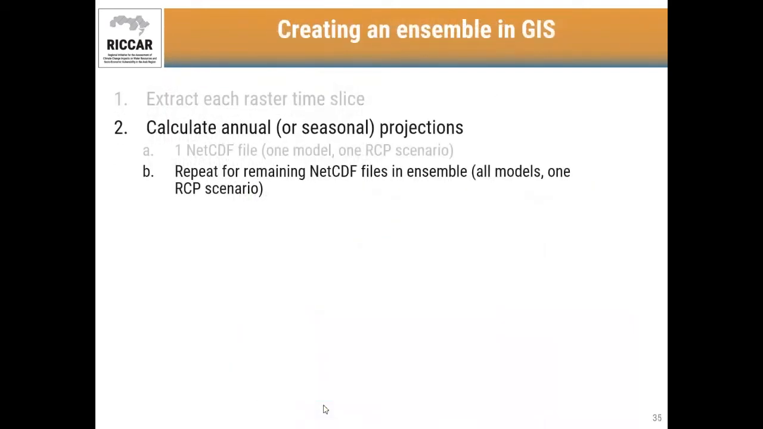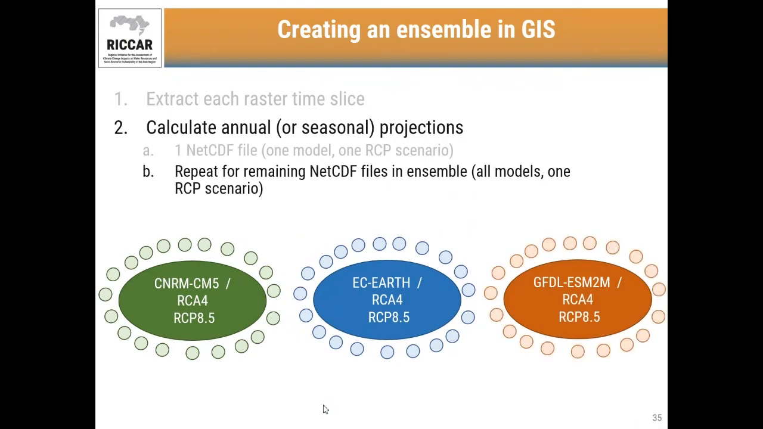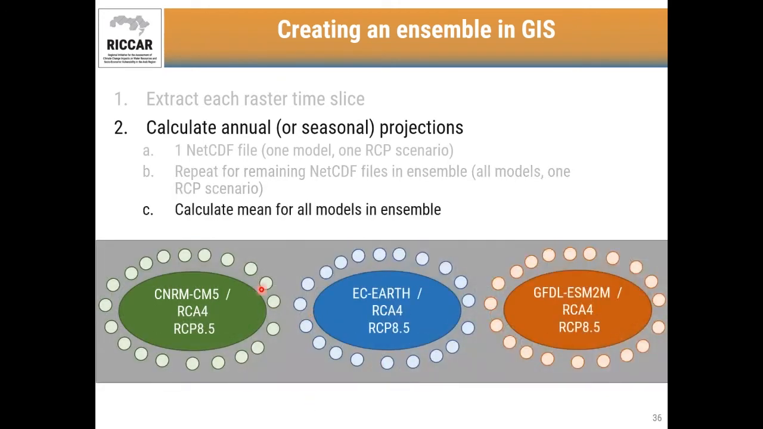So once we have done that, we repeat these steps for every single netcdf file in the ensemble. So we might have 20 years of results for each individual GCM. And then we will calculate the mean of all of those entire results, as I've tried to illustrate here.